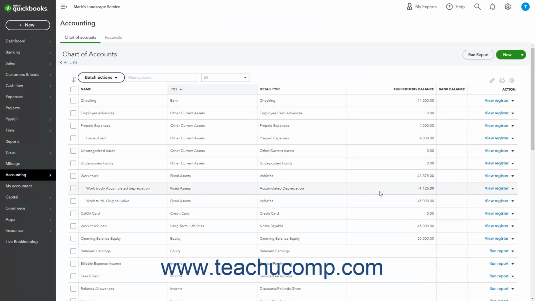If using subaccounts for major fixed assets, note that the fixed assets accumulated depreciation subaccount always has a negative balance. This is because it is a contra account, which means it tracks the loss of value to the primary fixed asset, which is its parent account.